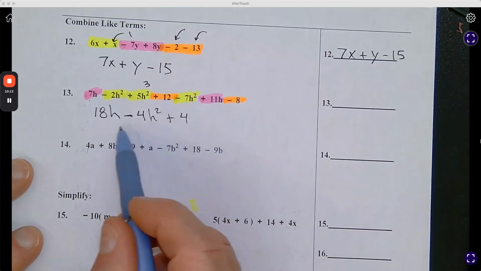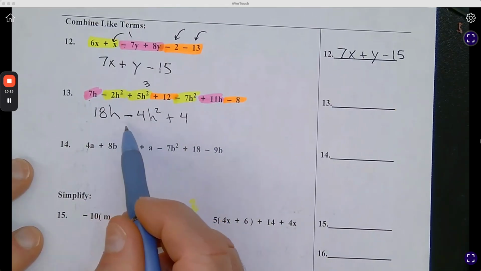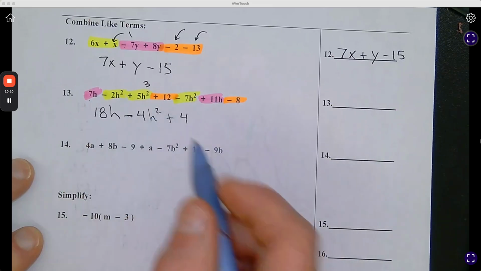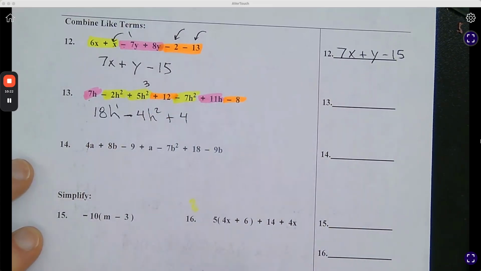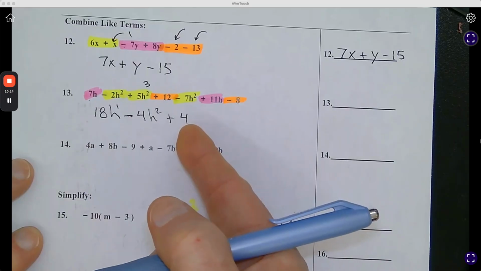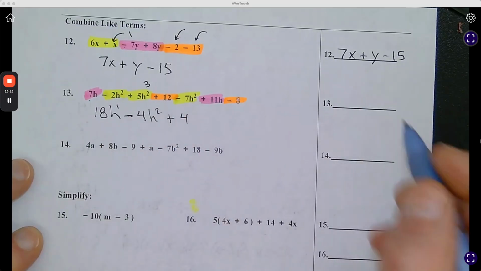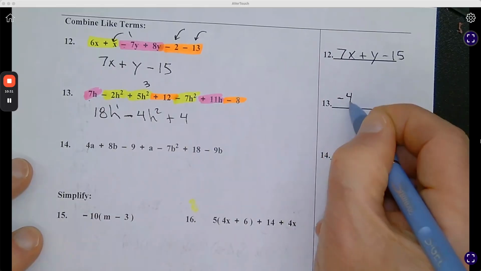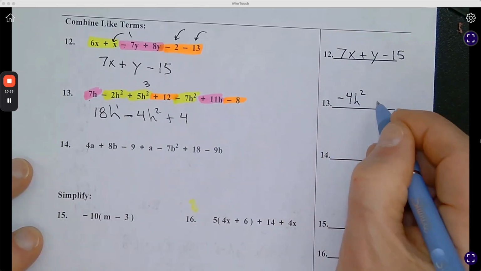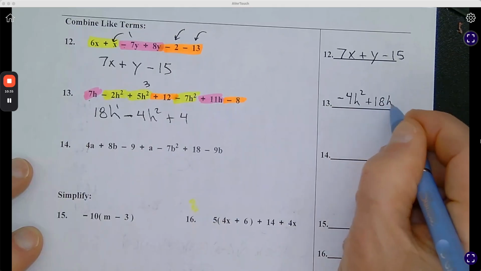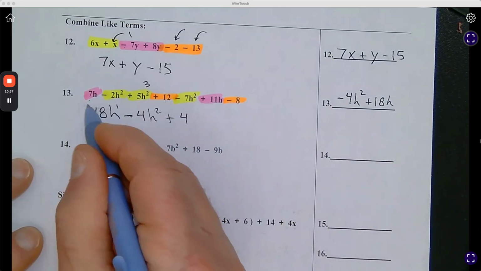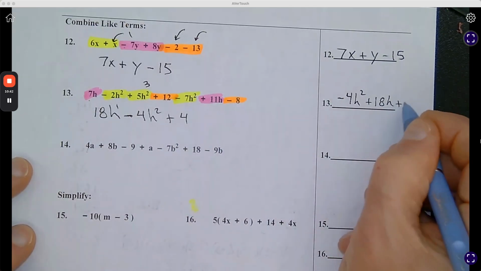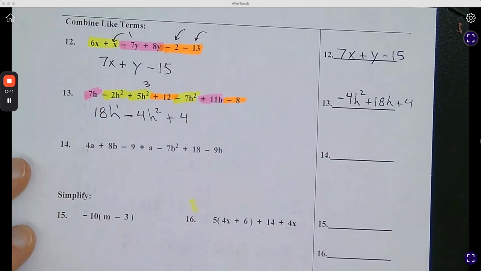That is not proper form. Notice the variable h is the same, so exponents have to descend. That's an exponent of 2. That's an exponent of 1. That has no h, so that goes last. Constants always go last. That subtraction turns into a negative when I shift that term to the front, plus 18h. And I know it's plus because there's nothing in front of it. If it was subtraction, there would have to be a negative in front of it. Plus quattro. All right, good job, good job.